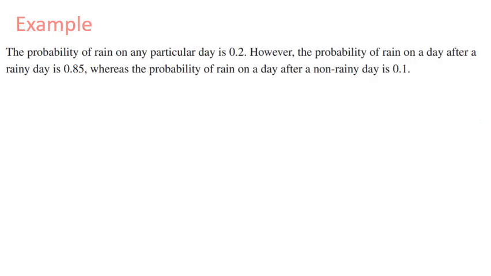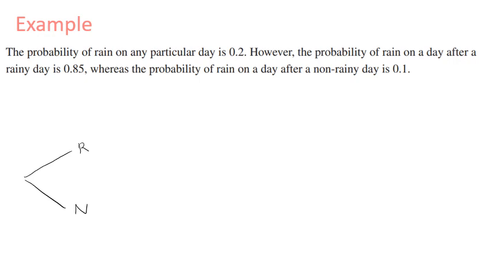This one's a little bit tricky to wrap your head around. It's similar to some of the ones on the problem-solving task. The probability of rain on any particular day is 0.2. However, the probability of rain on a day after a rainy day is 0.85, whereas the probability of rain on a day after a non-rainy day is 0.1. Okay, so we're going to draw a tree diagram. We've either got a rainy day or a non-rainy day.